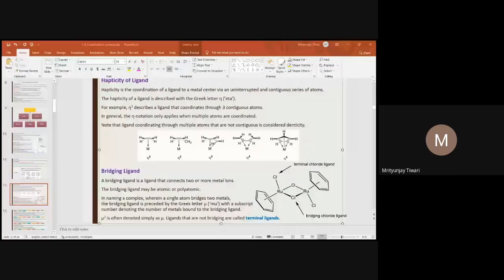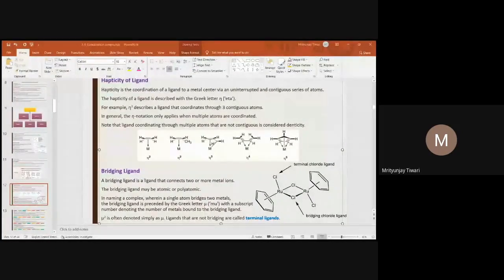And EDTA forms a complex with a metal. So what will be the coordination number? It will be six, because EDTA itself is a single large ligand, not a complex ion. This single large ligand has six different donor atoms, and all these donor atoms will be linked to the metal, like zinc or calcium, as I said. And so the coordination number of the metal in that case will be six.